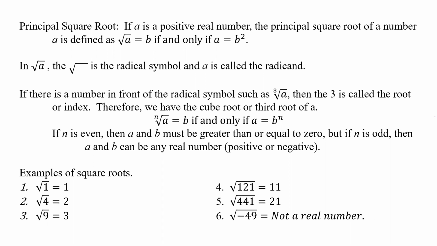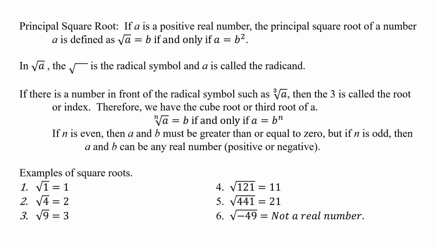So a principal square root is, if we have a, a positive real number, then the principal square root of that number a is defined by: the square root of a is equal to b if and only if a is equal to b squared. So what happens is we take the square root of both sides, and the square root of b squared is b, and that's what the square root of a is equal to.